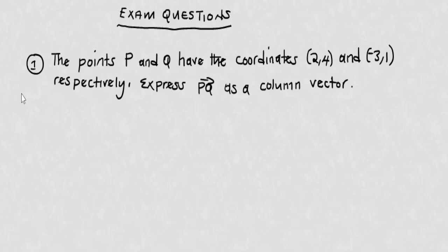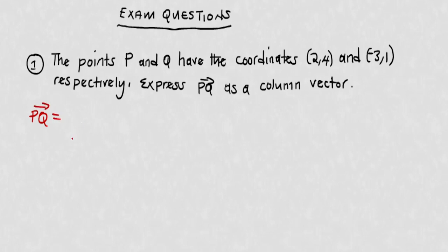The points P and Q have the coordinates (2, 4) and (-3, 1) respectively. Express PQ as a column vector. So PQ as a column vector. Look, we're trying to move from P to Q. So how would you express PQ as a column vector?